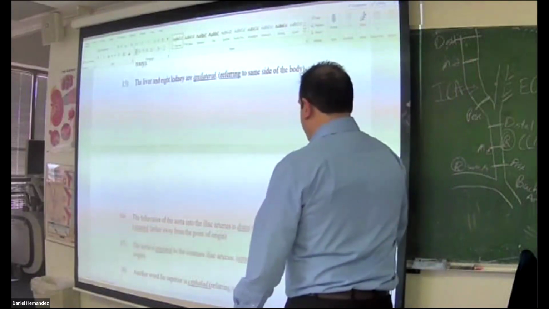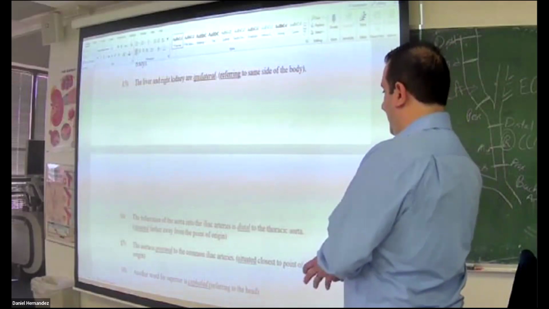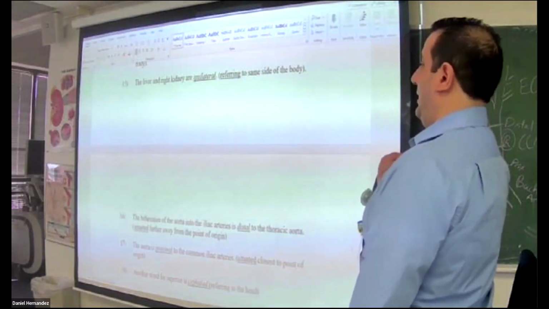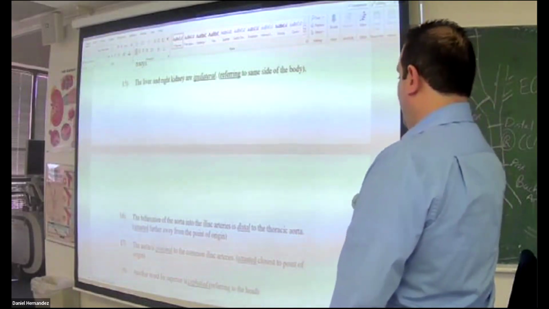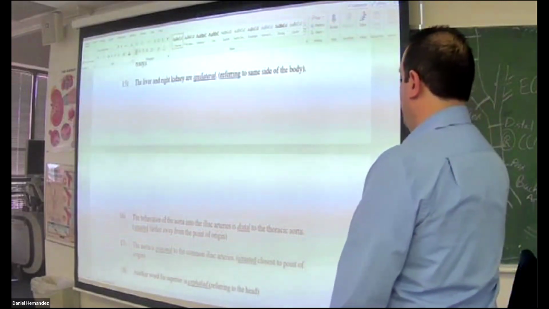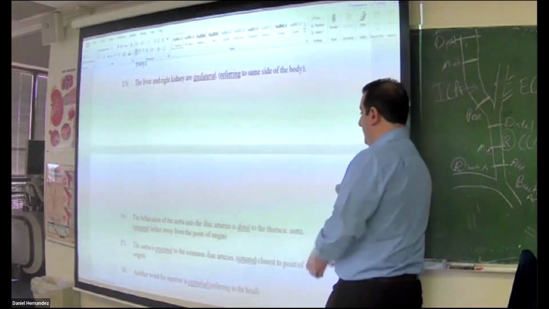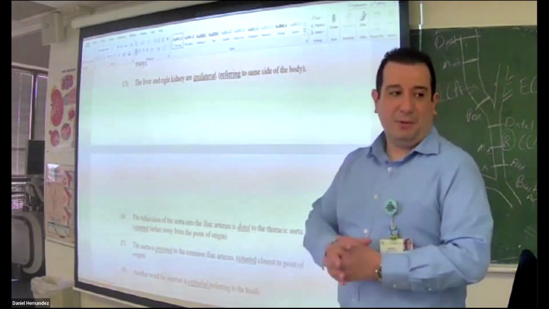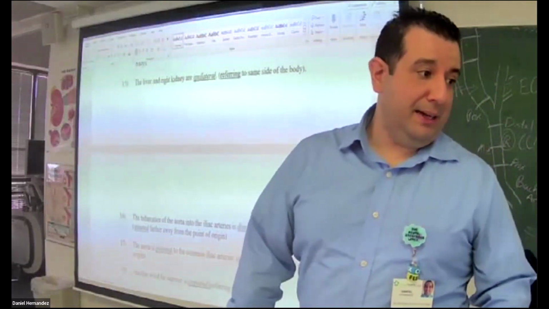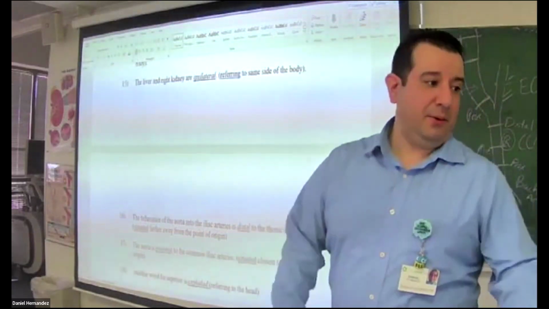Bifurcation of the aorta into the iliac arteries. The bifurcation of the aorta into the iliacs is distal to the thoracic aorta. We have the thoracic aorta up here, and then that bifurcation way down there. So that bifurcation is distal to the thoracic aorta. If you flipped it, the thoracic aorta would be proximal to the bifurcation of the iliac arteries, proximal to the common iliacs. The common iliacs are distal to the thoracic aorta.